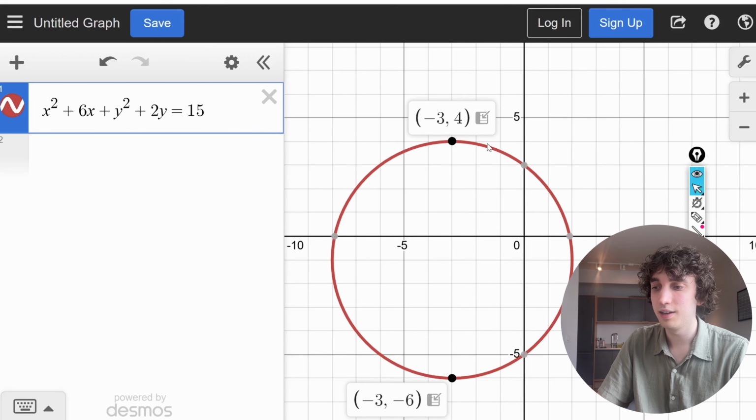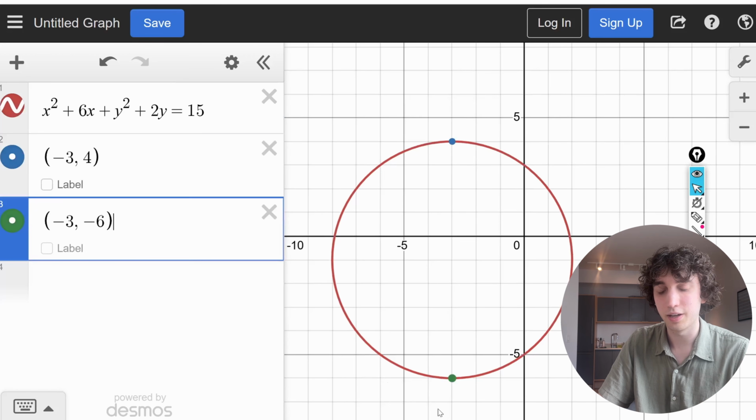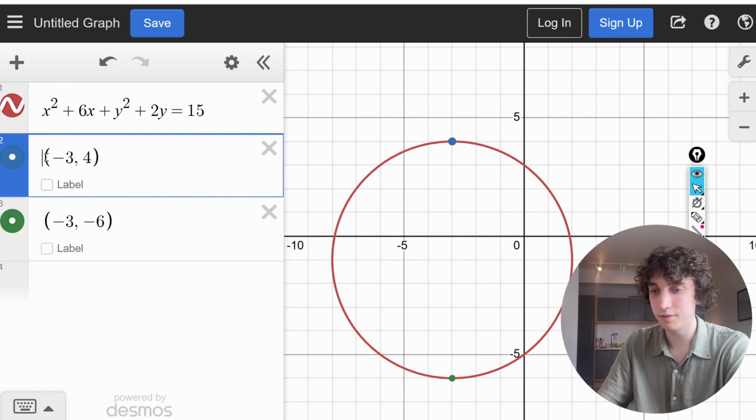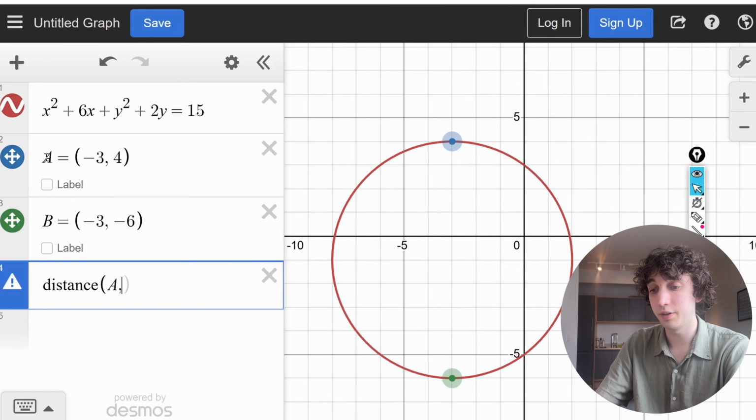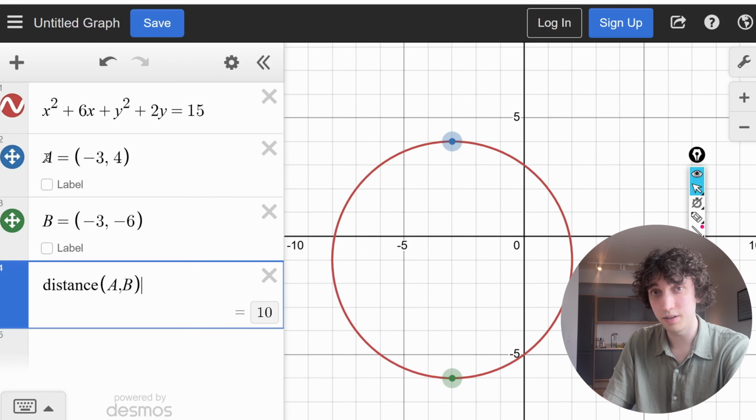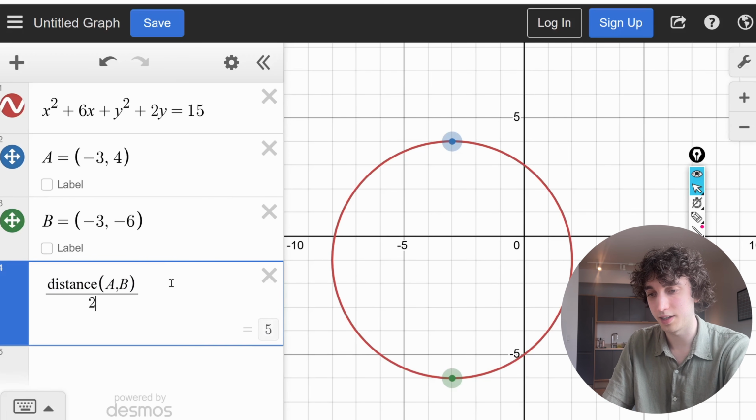But if I'm lazy and I don't even trust my own arithmetic, I can copy these points down. I can label them A and B, like this. And then if I want to find the diameter, that would be the distance between A and B. So I can use this distance function like that, and I get 10. So the radius has to be 5.